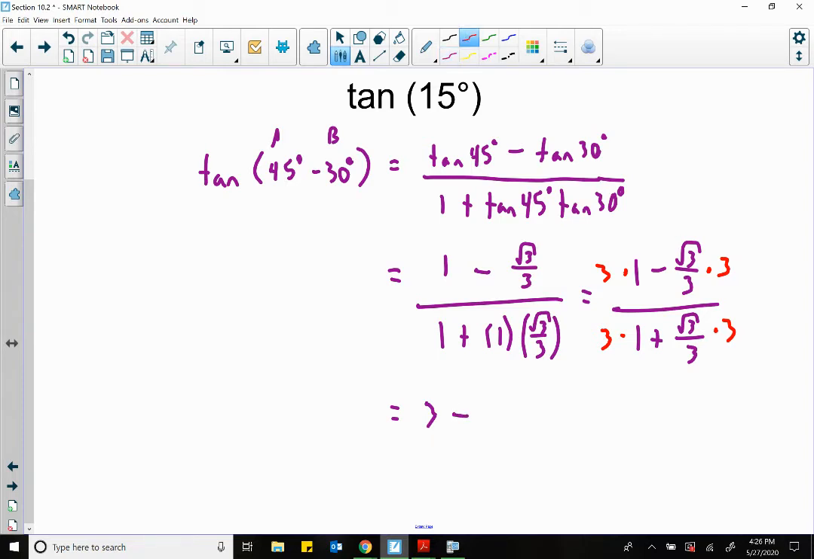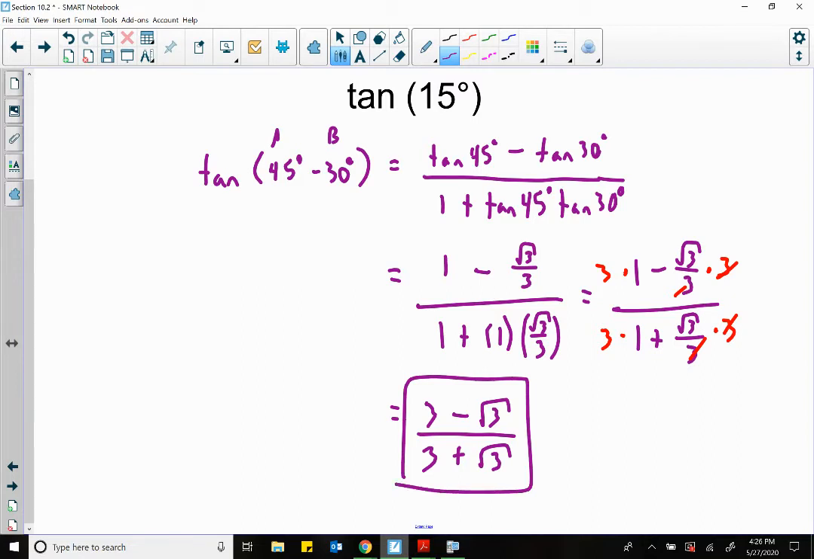Over here, these 3's cancel out because that's what clearing the fraction does. So I have a square root of 3 there. There's my new numerator. Down here, I will get 3 because 3 times 1 is 3. And then I will have plus, because these two guys will just cancel out, the square root of 3. And that right there cannot reduce down anymore. And that is the answer.